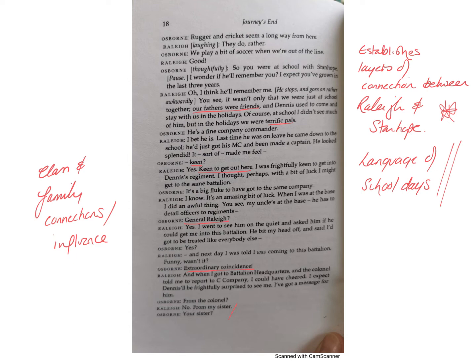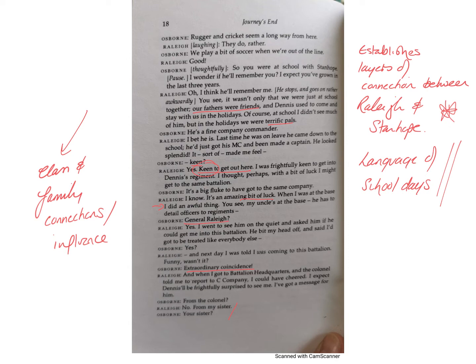And it shows the ideas of class and family connections, because Raleigh is talking this language of enthusiasm, you know, keen to get out, an amazing bit of luck. And Raleigh reveals that basically he's pulled some strings. He's got a family member who is an important general, and he has deliberately asked to be placed under Stanhope's command.